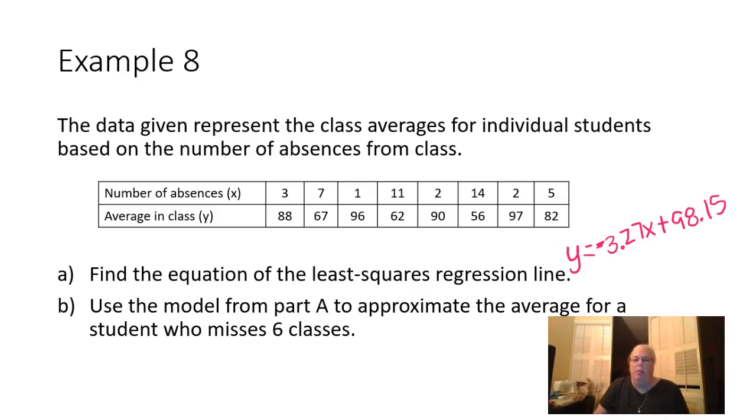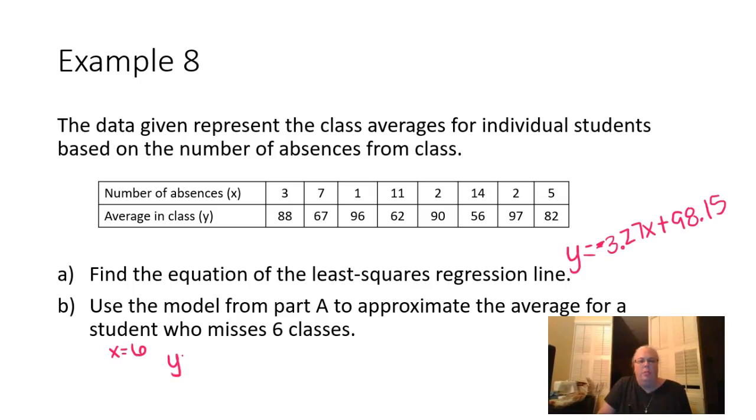And remember where we got them from. They came out of that box under the parameters. It gave me an m right here and a b. I just rounded them off to 2 decimal places where they were rounded to 4 before. Okay, part B is asking us to use our model, so our equation right here, and we're going to approximate the average for somebody who misses 6 classes. So what we're trying to do is plug in x equals 6.